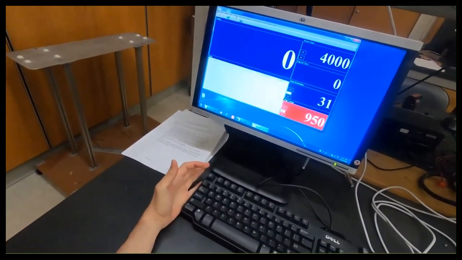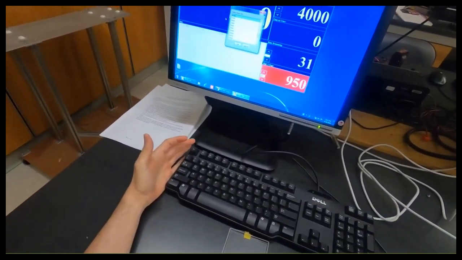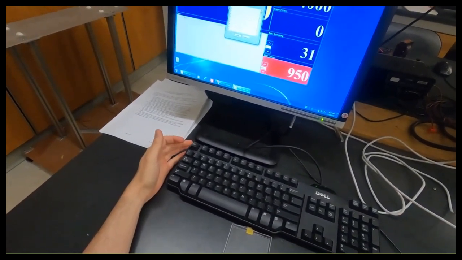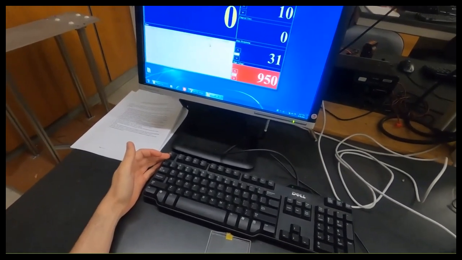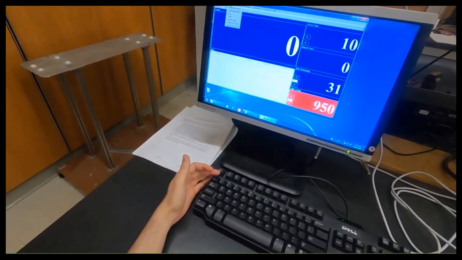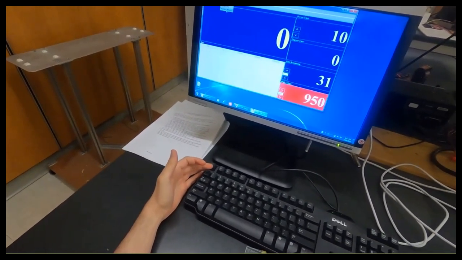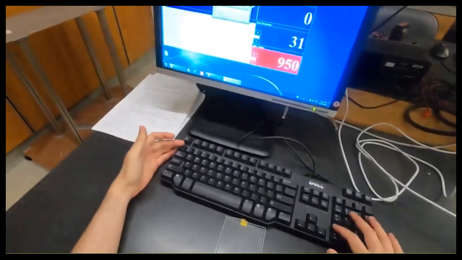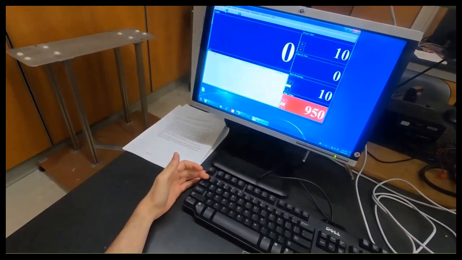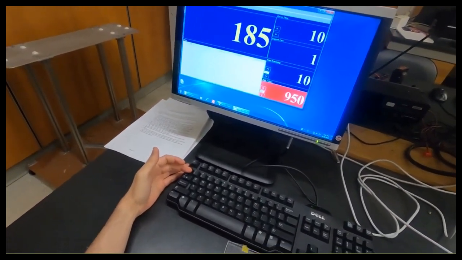So you can preset, for example, the time. Let me put 10 seconds here. And you can also preset the number of runs. After 31 runs, it will stop, so I select 10. And let's start here. So in order to start measuring, you start here.